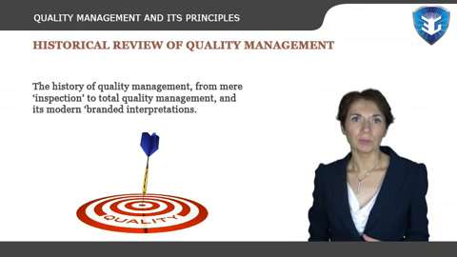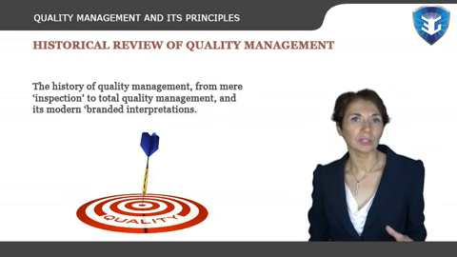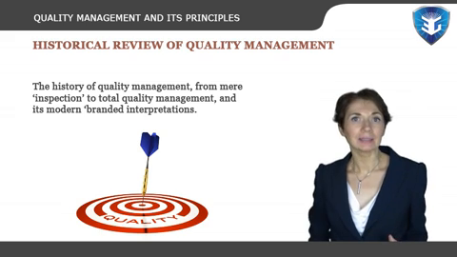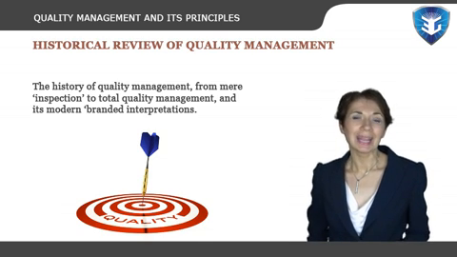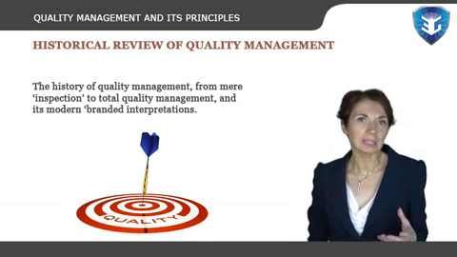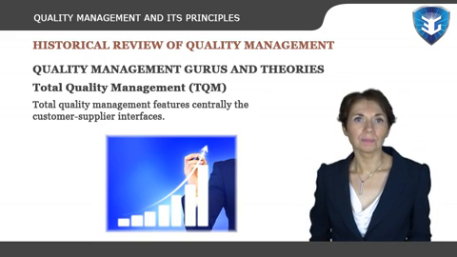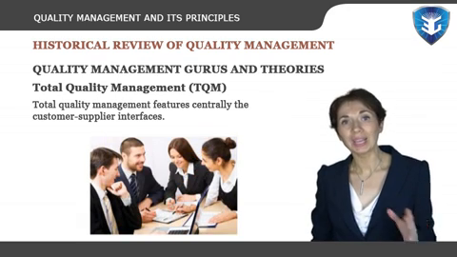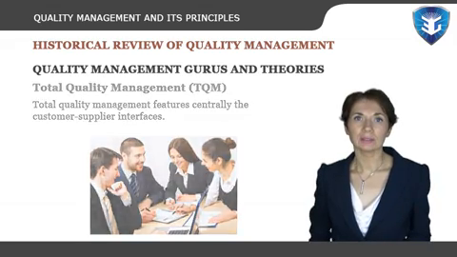The history of quality management, from mere inspection to total quality management, and its modern branded interpretations, such as Six Sigma, has led to the development of essential processes, ideas, theories, and tools that are central to organizational development, change management, and the performance improvements that are generally desired for individuals, teams, and organizations. Quality management gurus and theories. Total quality management, or TQM, features the customer-supplier interfaces, external and internal customers and suppliers. A number of processes sit at each interface.